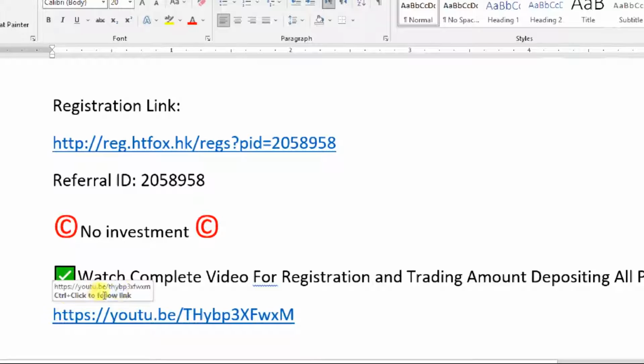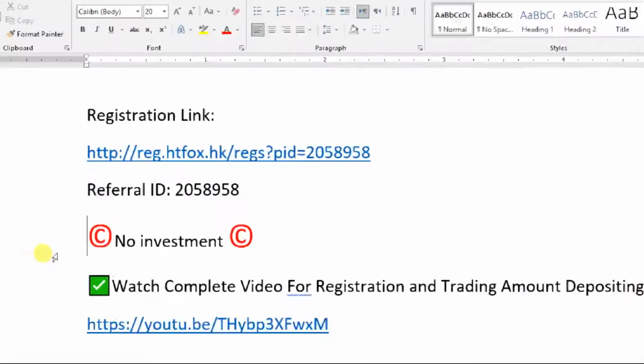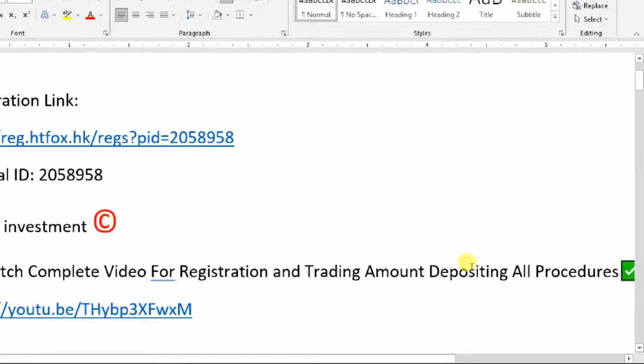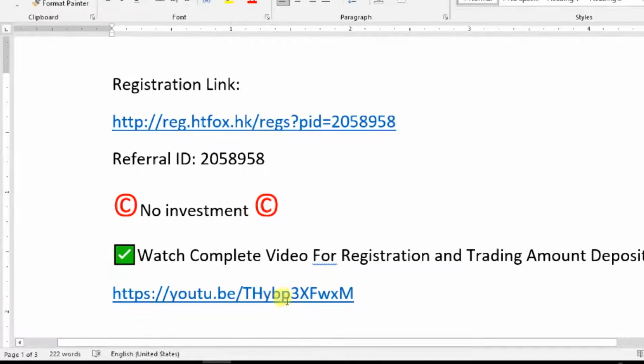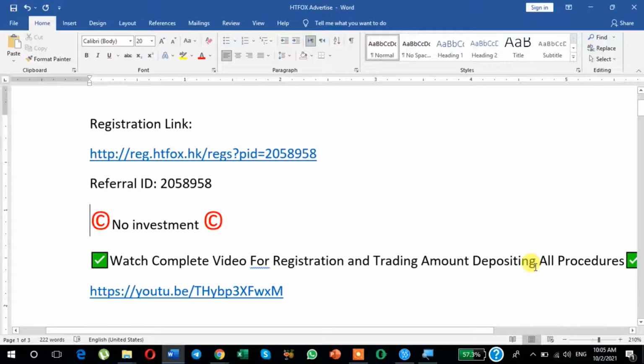This video link you will find in the description of this video: how to register your account and deposit trading fee only. It's not an investment plan. Just deposit a minimum amount of $50 or a maximum of $1,000 for trading. That amount you can withdraw at any time. This amount is only deposited for trading.